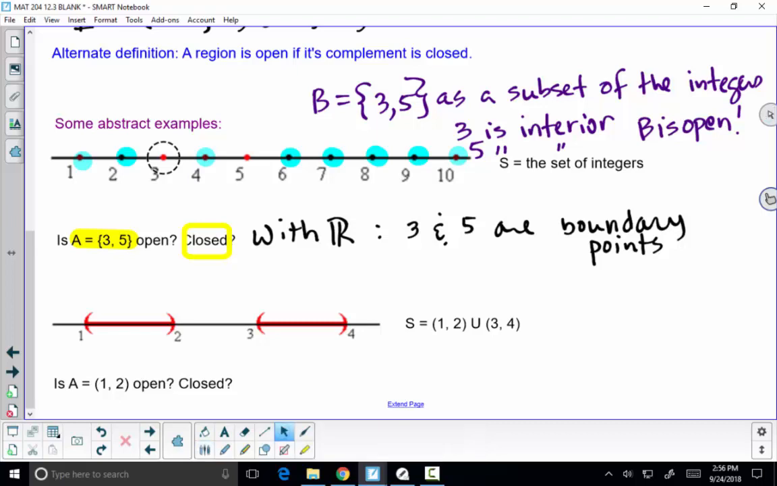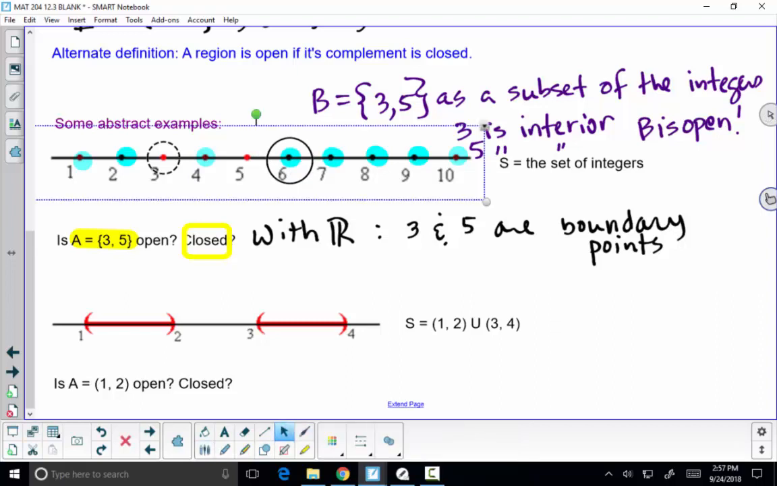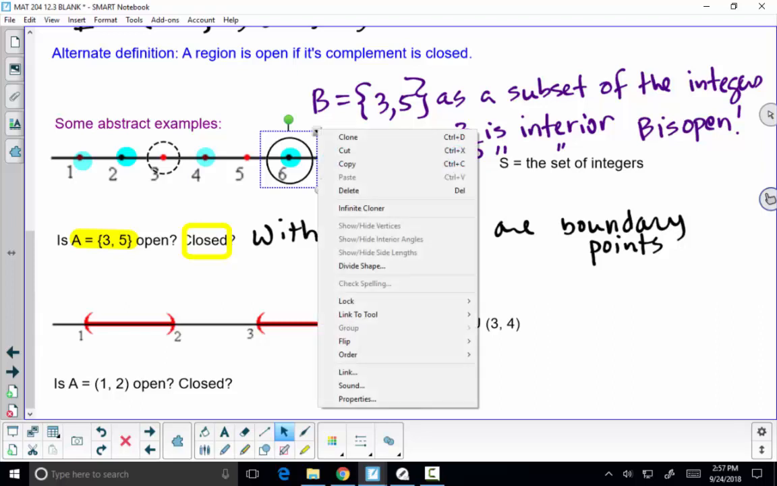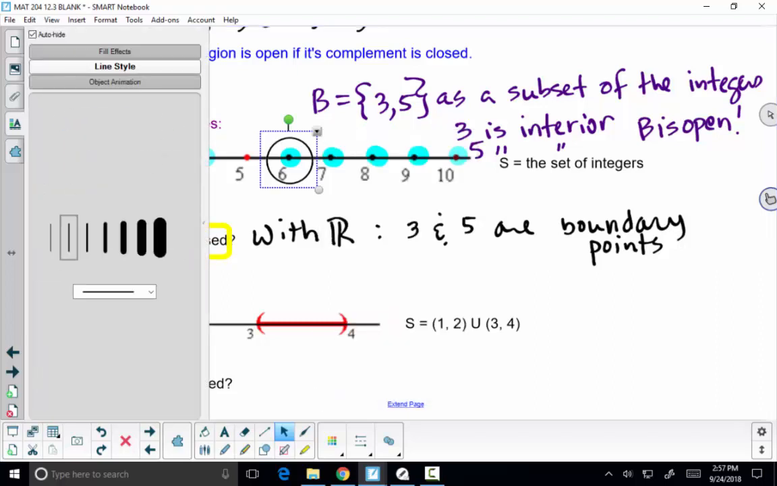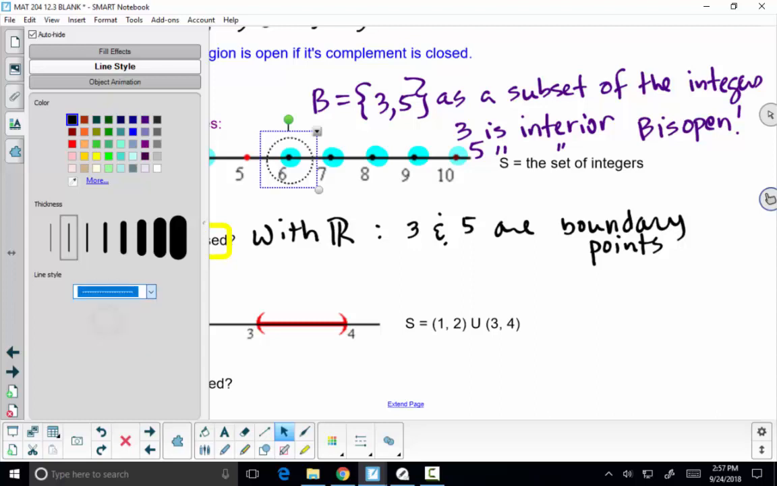Is 6 interior to the complement? Yes. It is interior to the complement, same exact logic that we just went through. So we see that the complement is open. And if the complement is open, then we have a closed set.